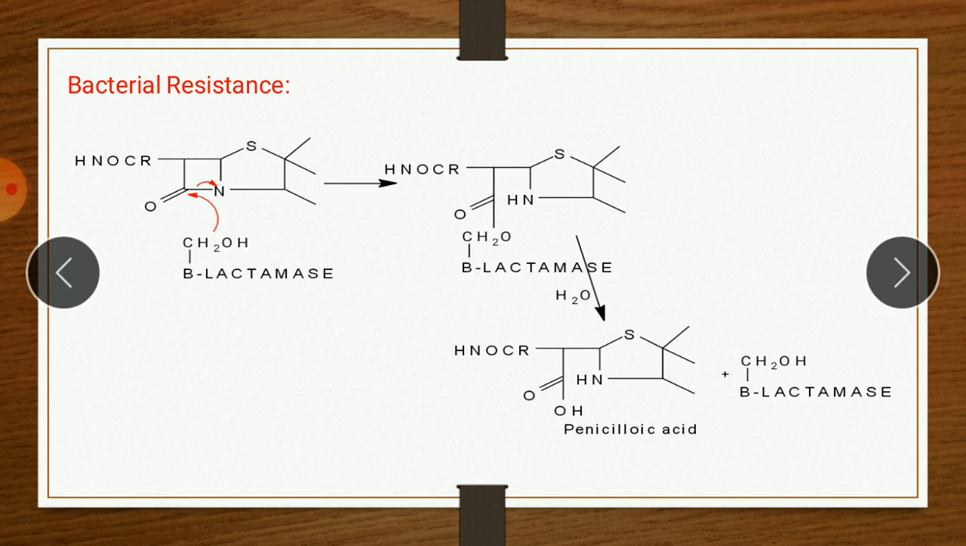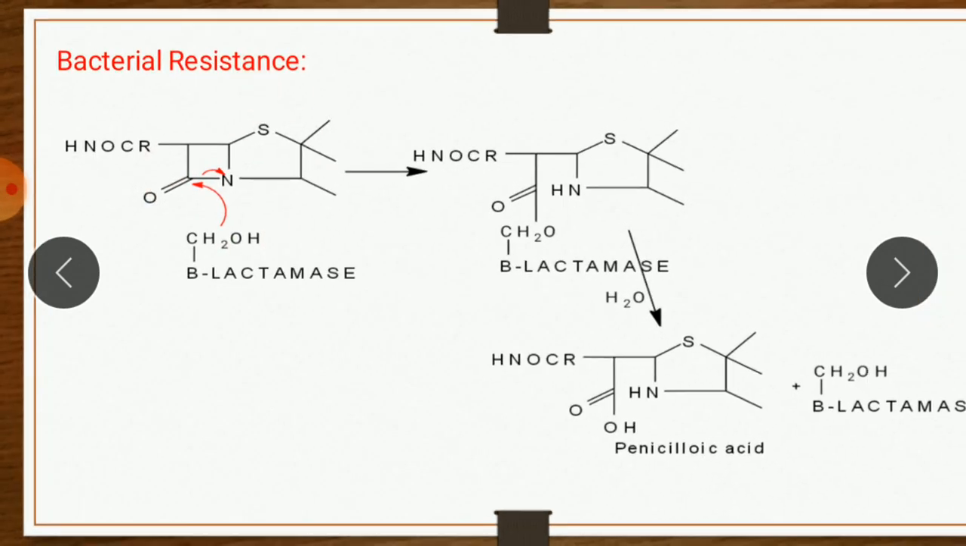So generally bacteria contain enzymes given the name penicillinase. There are two types of penicillinase enzymes present in bacteria. The first one is beta-lactamases and the second one is acylases. But here the important one is beta-lactamases. So here the reaction is given of how this beta-lactamase enzyme causes hydrolysis of penicillin into penicilloic acid.